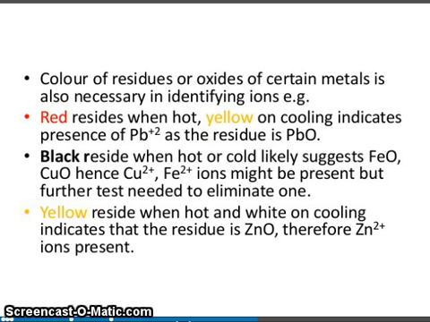So friends, the color of the residue or oxide of certain metals is also necessary in identifying ions. For example, a red residue when hot, yellow on cooling, indicates presence of Pb2+, as the residue is lead oxide. A black residue when hot or cold likely suggests FeO or copper oxide. Hence copper 2+ and iron 2+ ions might be present, but a further test is needed to eliminate one. A yellow residue when hot and white on cooling indicates that the residue is zinc oxide, therefore zinc 2+ ion is present.